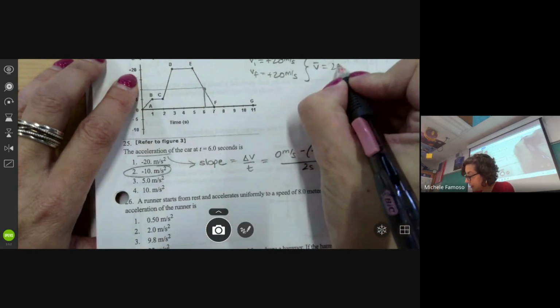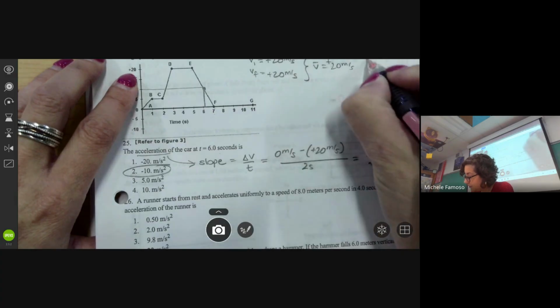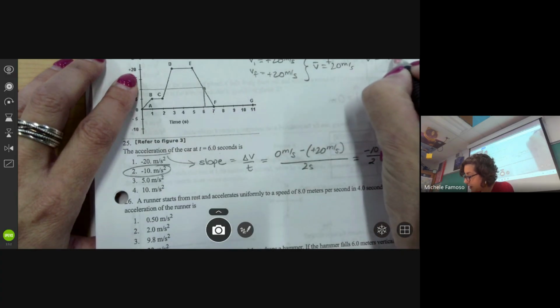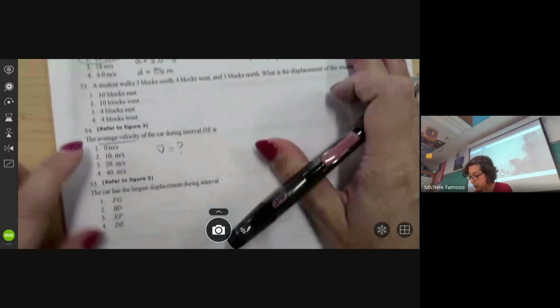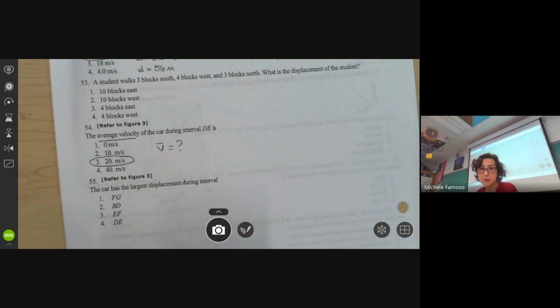20. Remember how you get an average of two numbers: you add them up and you divide by 2. You have to have that memorized. You should know how to get an average of numbers. Add them up and divide by 2. So that is question number 54, 20 meters per second.